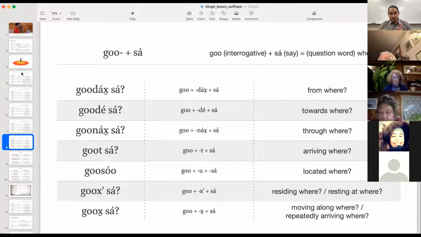So we can see it also with the question marker gu. So you could say ʼéidáx, from where? ʼéidáx, towards where? ʼéináx, through where? ʼéidáx, or arriving or being at where? ʼéisu, located where? ʼéireachta, resting or residing where? ʼéireachta, moving around where?